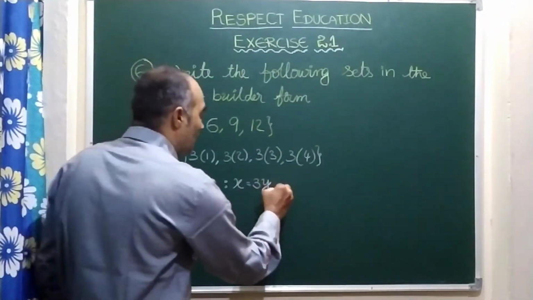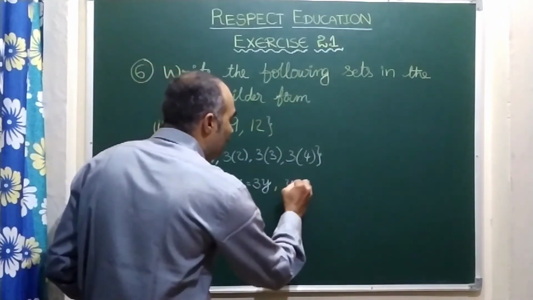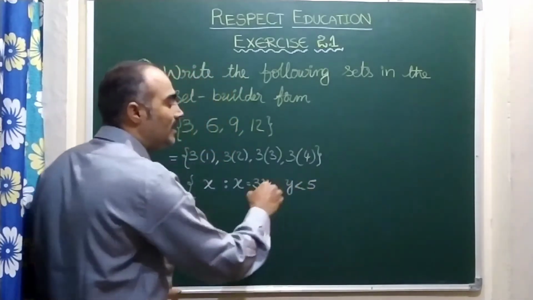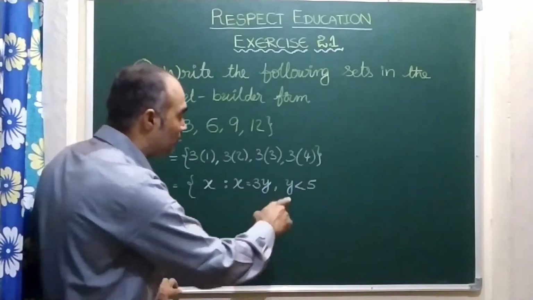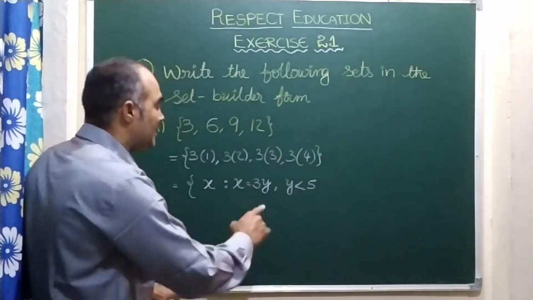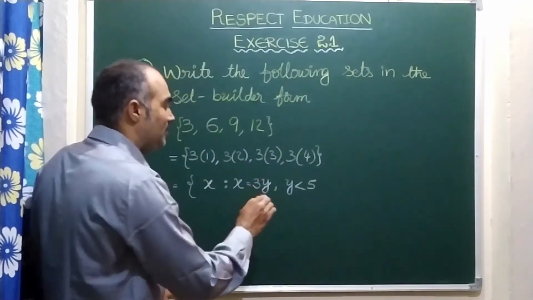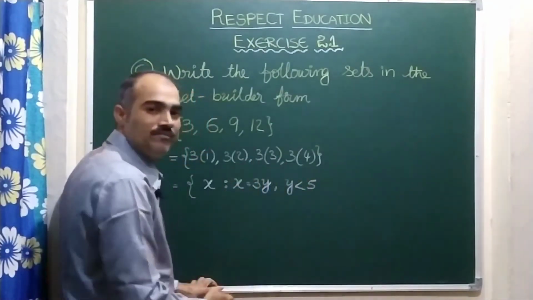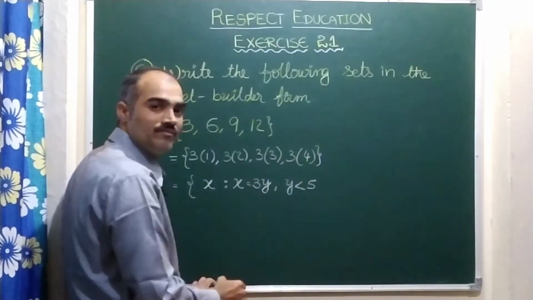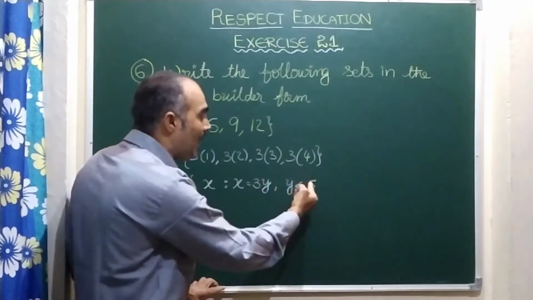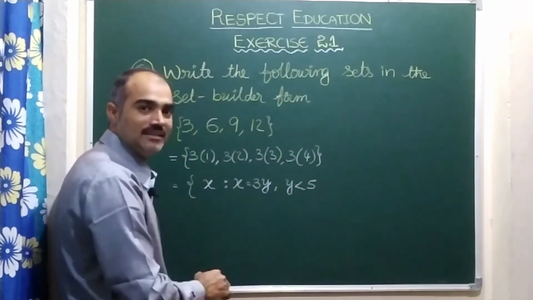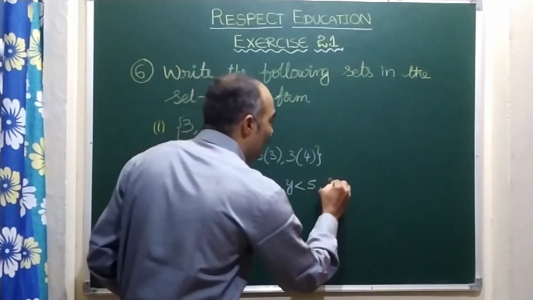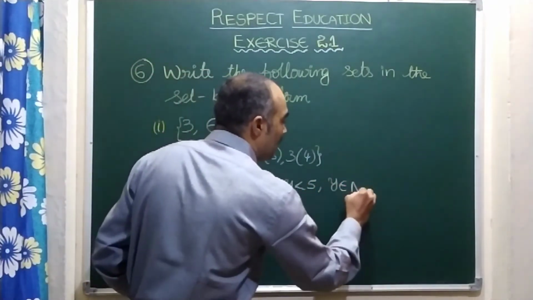Right? Now the limit for y is less than 5. That means up to 4 it can be taken. You can take up to 4 only. Right? That means here in 3 into y, you should not take whatever value you want. You can take only less than 5. That means you can take up to 4. Right? You have given the ending limit. Then what about the starting? The starting number should be 1. That means here y is a natural number.